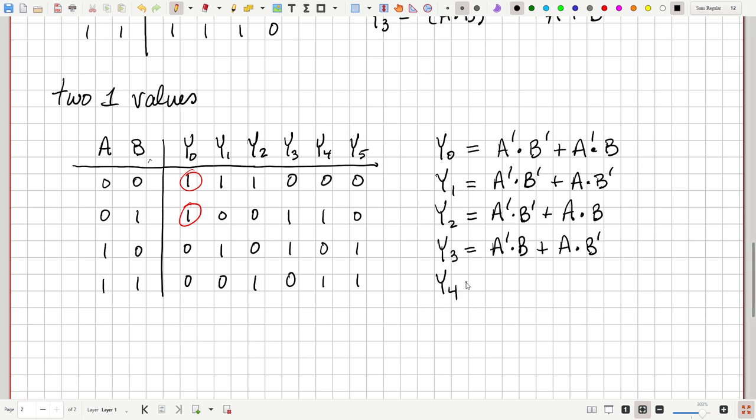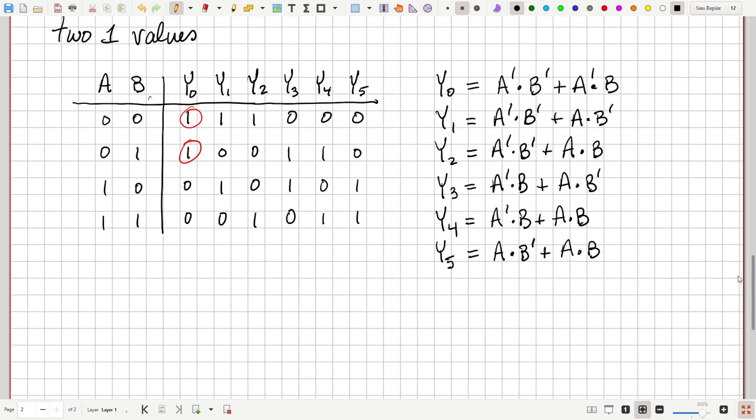And let's go to Y4, this column. Let's see. The rows where we have a 1 are the second row. A is 0, so that's not A is 1, and B is 1. So not A and B. And then we've got the last row here. A is 1 and B is 1. So that's A and B. And then finally, the last column. And we've got the last two, the third and the fourth rows here. That's where we get the ones. A is 1 and B is 0. So A and not B, so not B is 1. Or in the next row, A is 1 and B is 1. So A and B. All right, so there are all of the logic functions when we have two ones and two zeros.